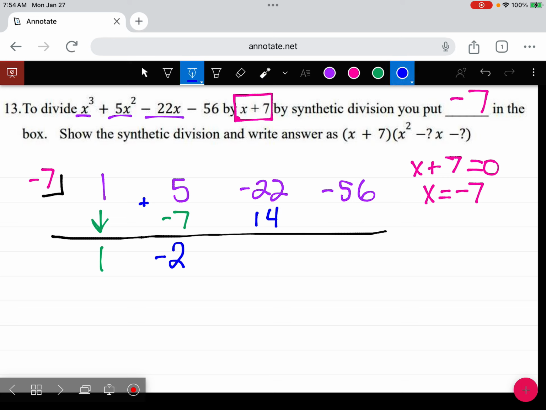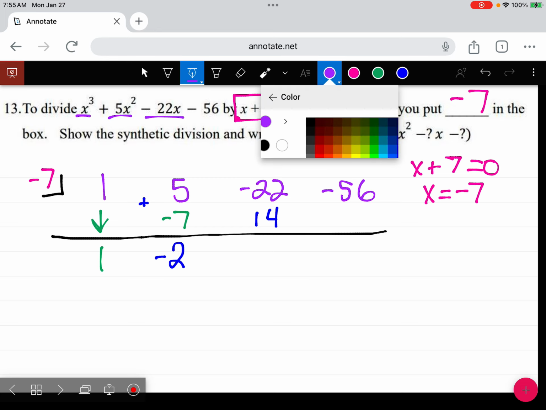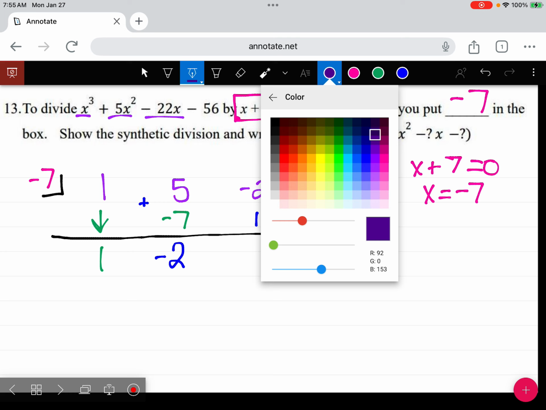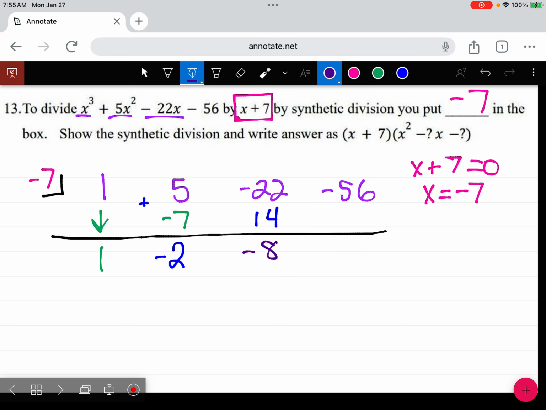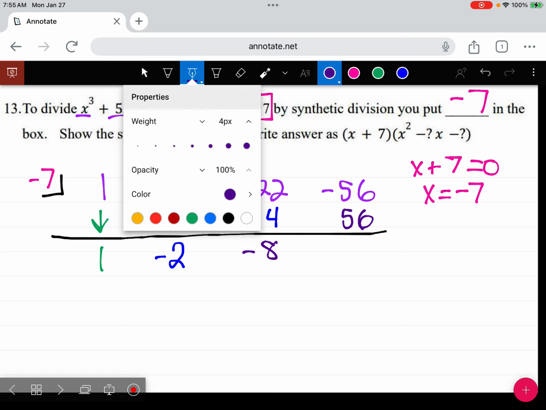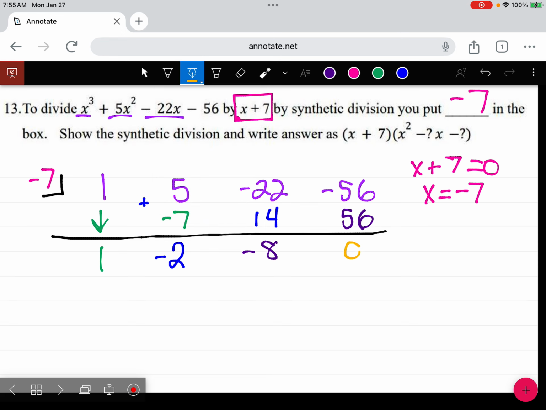We've got -22 plus 14. -8. We have our -8, which means what's going to go here? A +56. And our remainder is going to be 0.